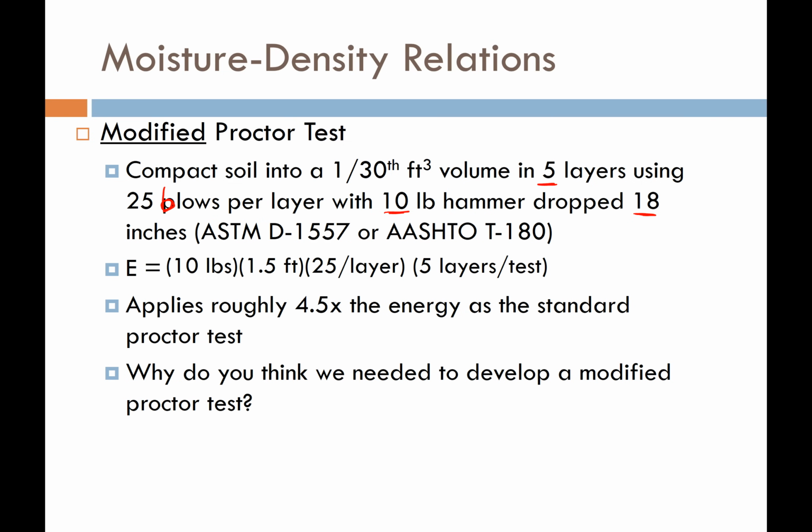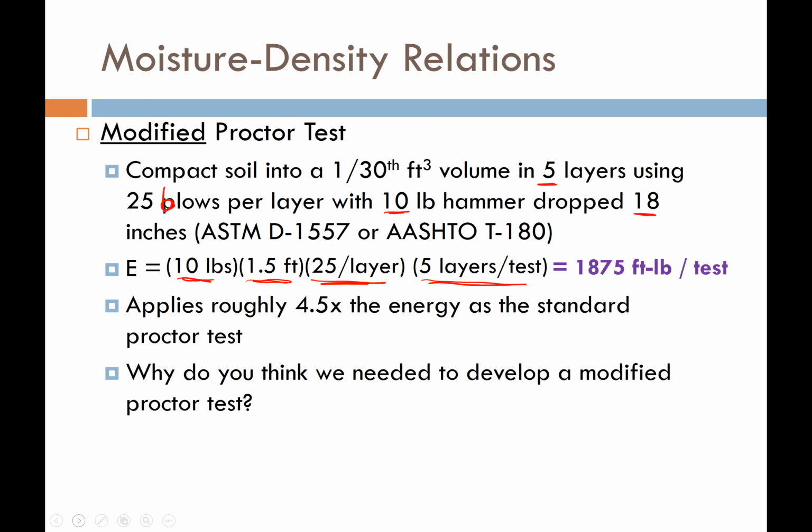In the standard Proctor test, we were adding about 413 foot-pounds of energy. Now, if I compute the amount of energy in the modified Proctor, 10 pounds in the hammer dropped over 1.5 feet, 25 times per layer, times 5 layers per test, we get 1,875 foot-pounds of energy per test. So roughly 4.5 times the energy of the standard Proctor test. So why in the world would we develop the same test but just put more energy into the soil? What are we trying to accomplish with this?